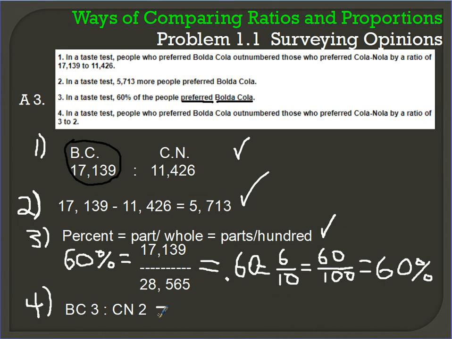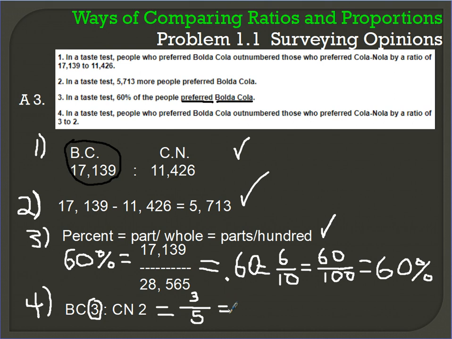What I need to know from this ratio is parts per whole. I've got my parts. I know my Bold de Cola parts. That's 3. What I don't have from this ratio is the whole. But since this part and this part equal the total number of votes, I just have to add them. So 3 votes for every 2 votes gives us a total of 5 votes. If 3 of them are for Bold de Cola and 2 of them are for Cola Nola, that gives us this fraction of part per total of 3/5.